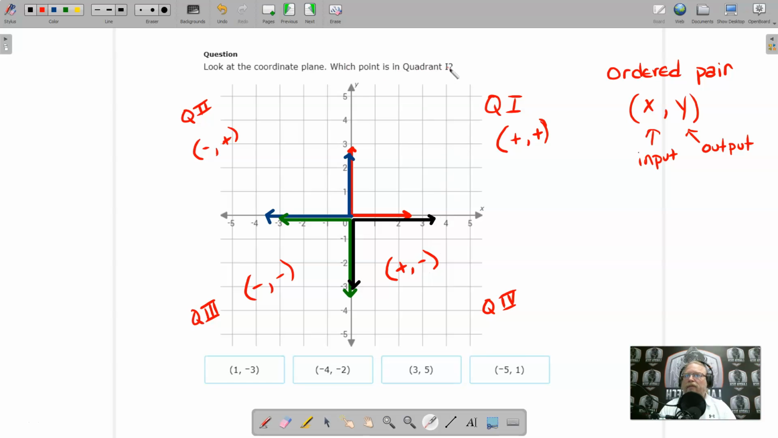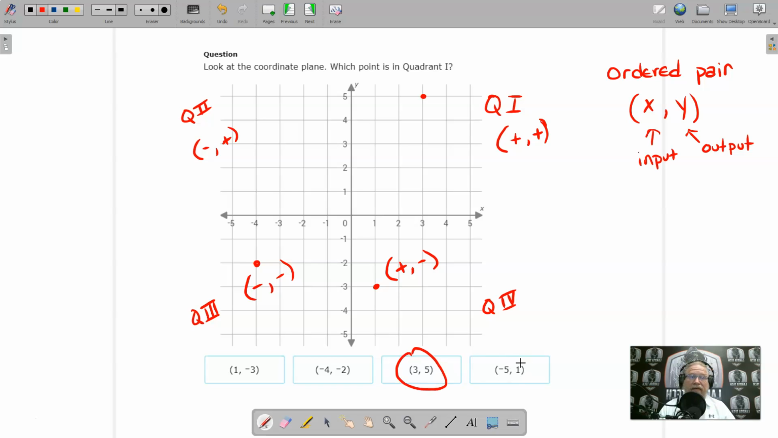So if they want to know which point is in quadrant 1, we could plot each of these. We could go 1, negative 3, and let me go ahead and erase all this here. I could have thought, okay, 1, negative 3. Oh, nope, that's in 4. Negative 4, negative 2. Plot that. No, that's in quadrant 3. 3, 5. Over here to 3, up to 5. Yep, that's in quadrant 1, so 3, 5.